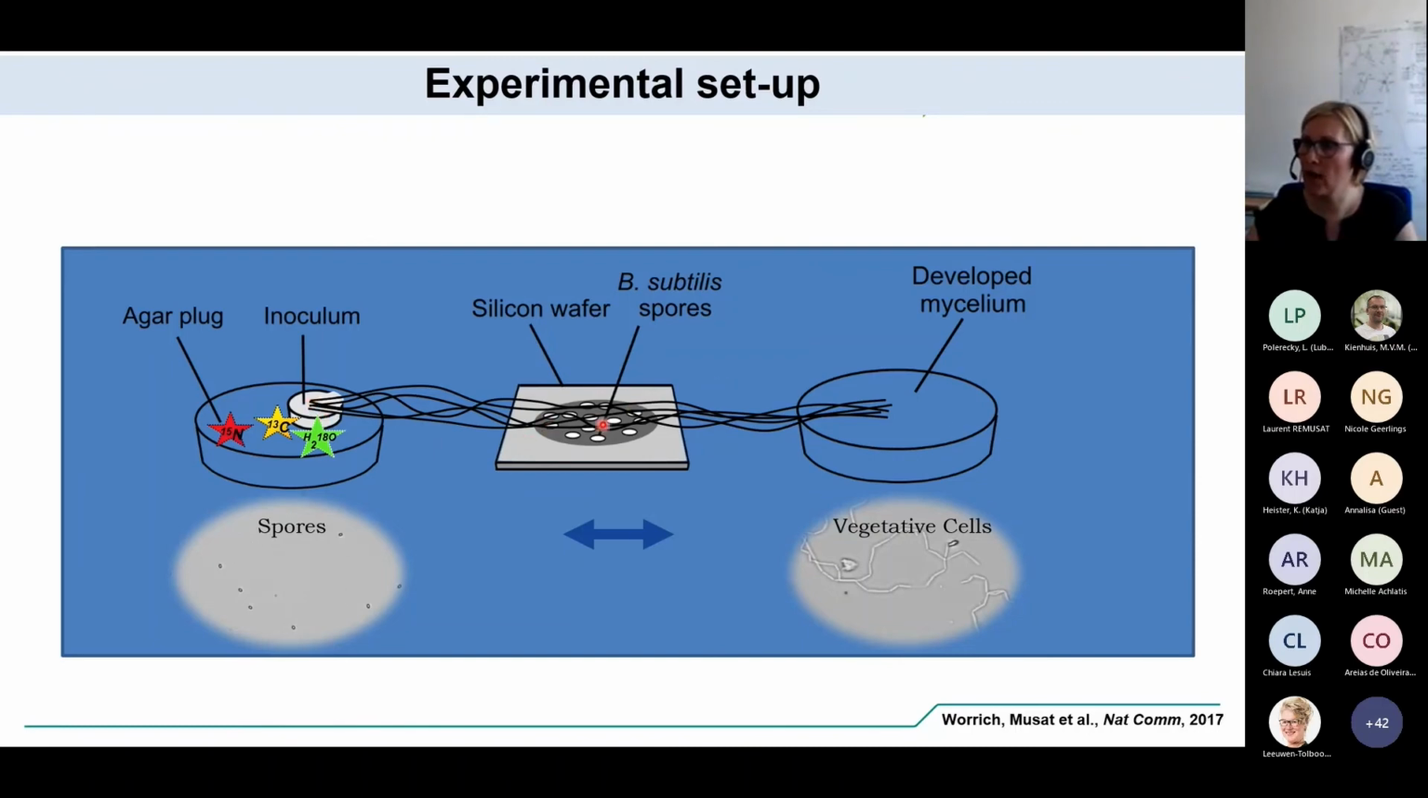to overgrow a silicon wafer where we had spores of Bacillus subtilis. And only the fungi that start growing had access to the water, carbon, and nitrogen label sources. And we wanted to see if some of this label is actually ending up in the spores, and how many of these spores will actually bloom into vegetative cells.